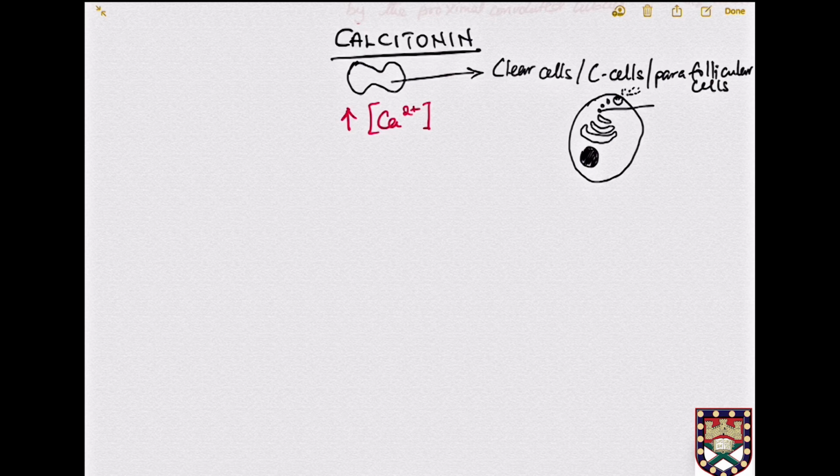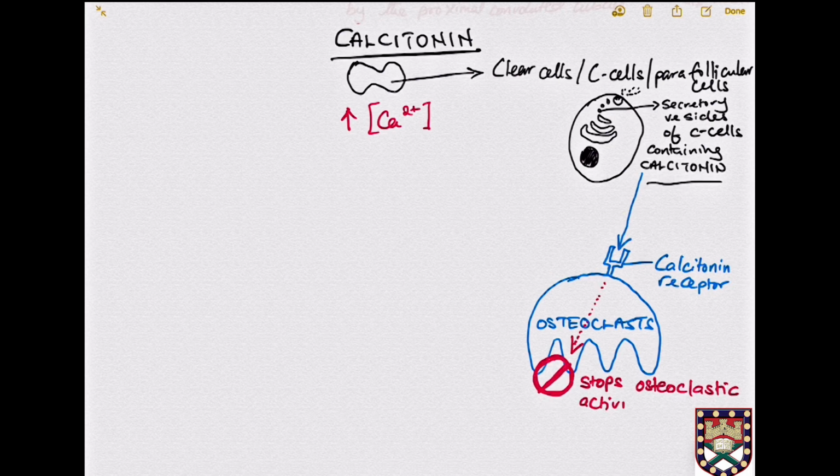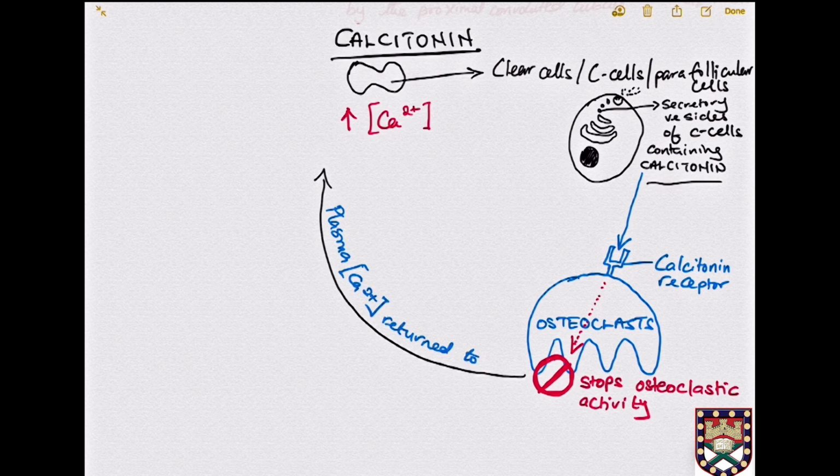Now, calcitonin is a 32 amino acid peptide which is stored in secretory vesicles in parafollicular cells. The way calcitonin restores physiological calcium levels is by binding to calcitonin receptors on osteoclasts. The binding of calcitonin to receptors on osteoclasts inhibits osteoclastic bone resorption, or osteoclastic activity, so the destruction of or the dissolution of crystallized bone. This in turn brings plasma calcium concentration back to the physiologically acceptable range.